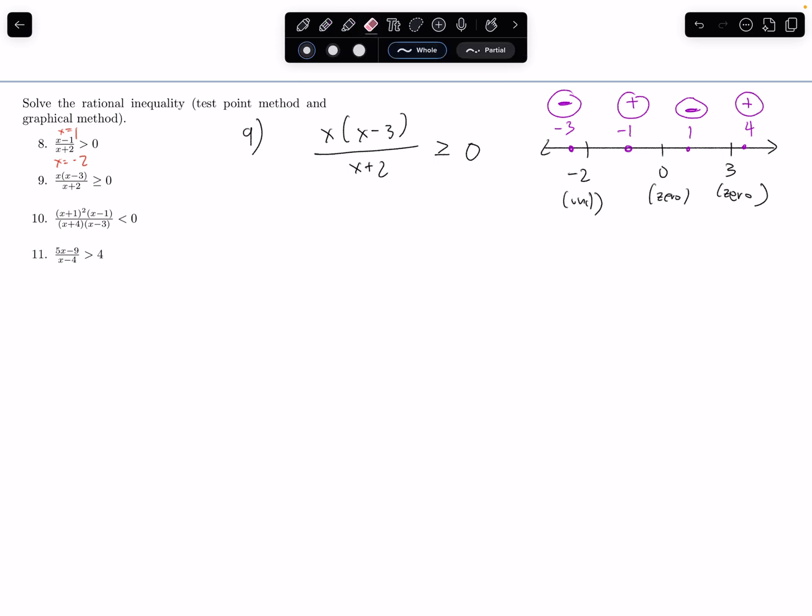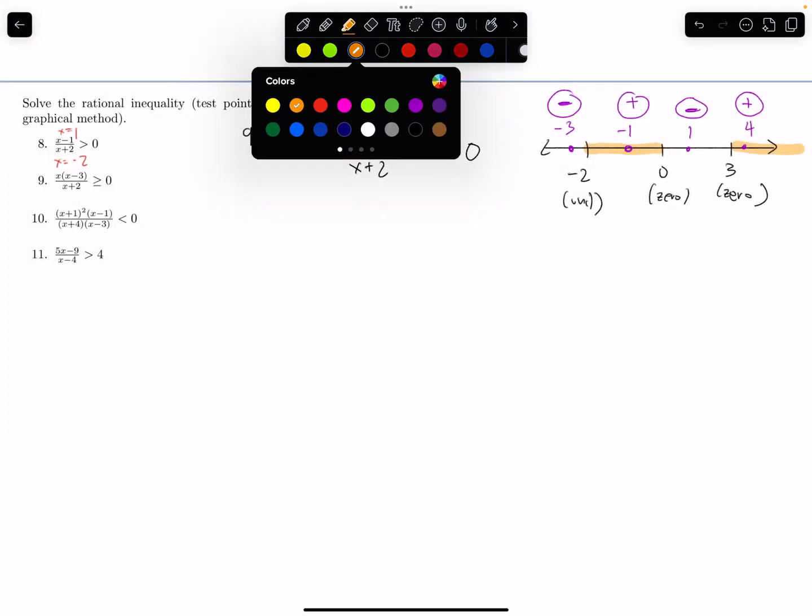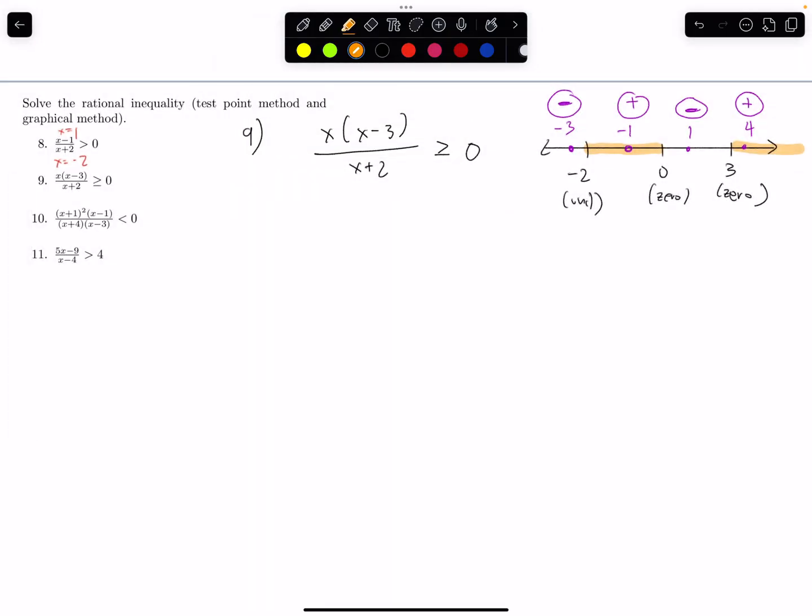Okay, ready to answer the question. So where is it bigger than or equal to 0? This time bigger than or equal to 0. So that would include as well these points, right? These zeros would be included. Let's highlight it. So where is it bigger than or equal to 0? So the positive area here, positive area there, and onwards. And also, let's just keep that, including those boundary points.